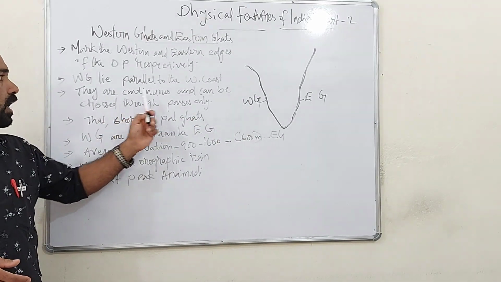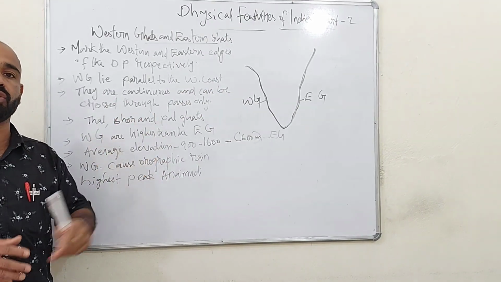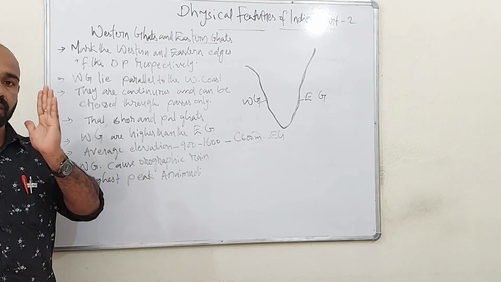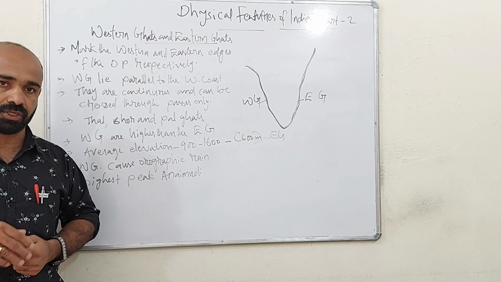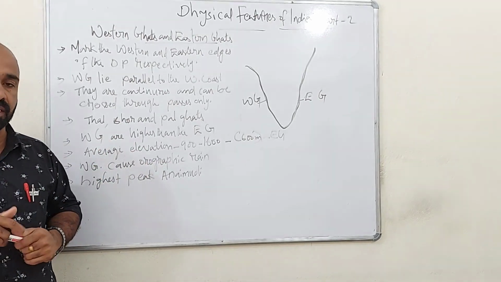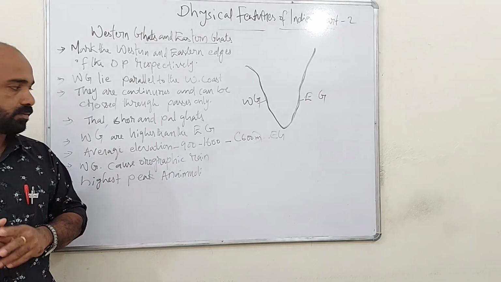Western Ghat are continuous and can be crossed only through passes. There are three main passes: Talgat, Borgat and Palgat. Talgat and Borgat, both these passes are found in the state of Maharashtra, and Palgat is found in the states of Kerala and Tamil Nadu.